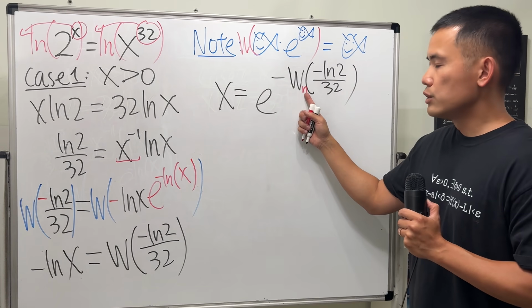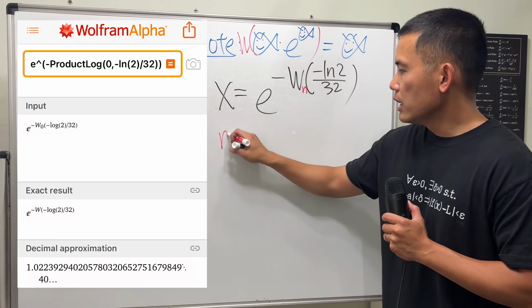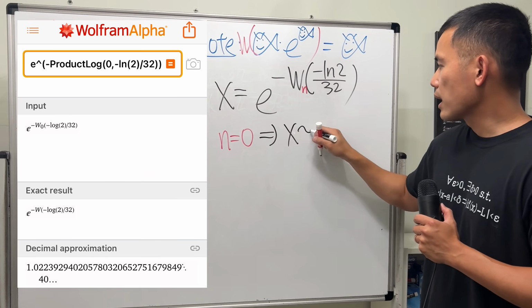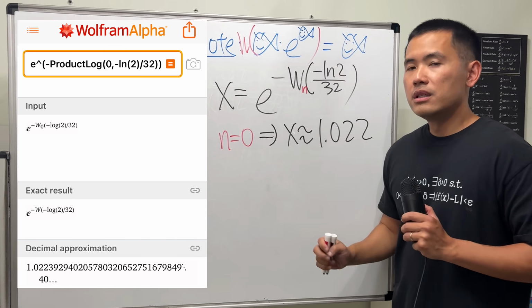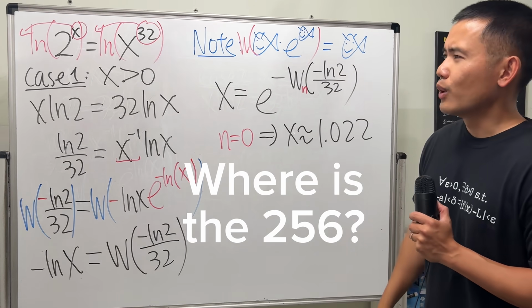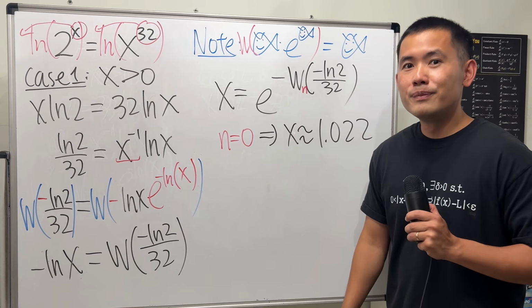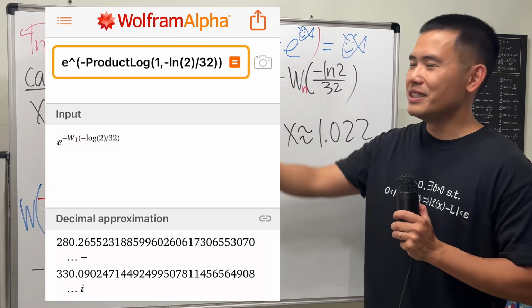If you enter 0 right here, you get the first answer. And I'll tell you, if you make n equals 0, you will get x is approximately 1.022. But what happened to the 256? Do you put n equals 1? No, because if you do that, you actually get the complex solutions for this equation.